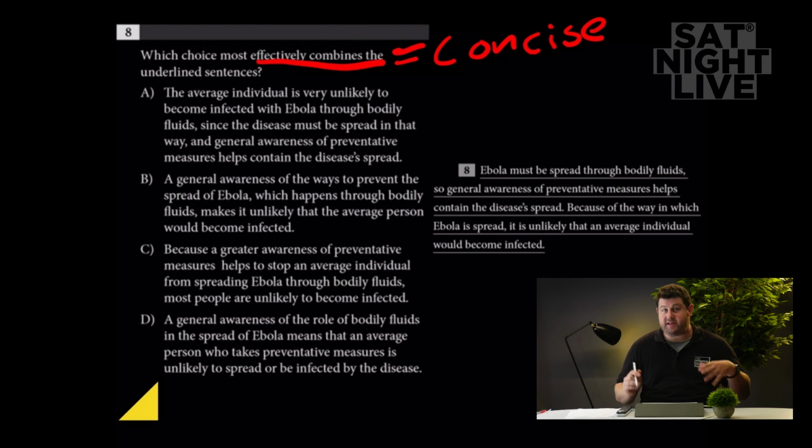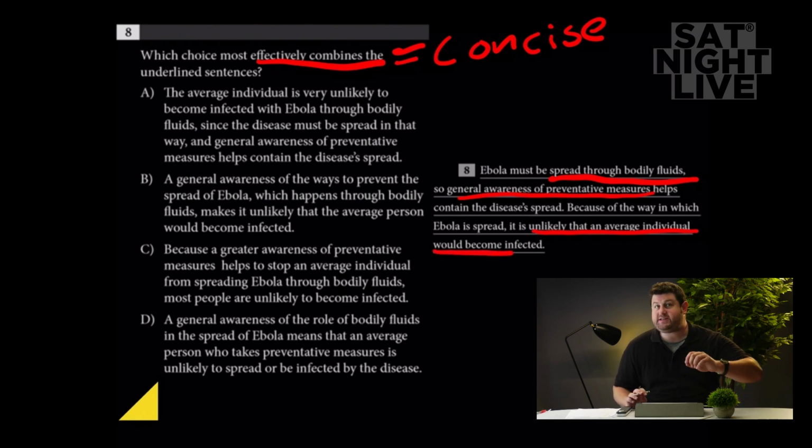And that's one of the things the SAT looks for. The original: Ebola must be spread through bodily fluids, so general awareness of preventative measures helps contain the disease's spread. Because of the way in which Ebola is spread, it is unlikely that an average individual would become infected. So I know the idea here. I want to capture that Ebola is spread through bodily fluids, that being aware of the measures helps contain the spread, and that it's unlikely that someone who knows that would become infected.